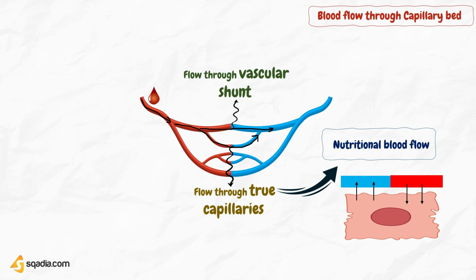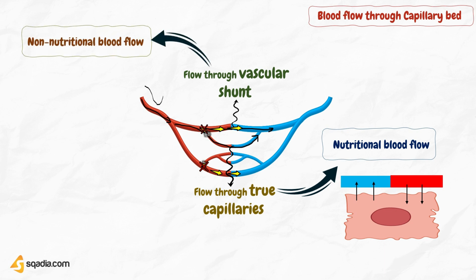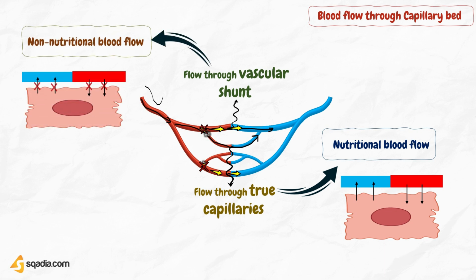When the precapillary sphincters are opened, they allow blood to flow through the true capillaries for tissue cell exchanges. On the other hand, when precapillary sphincters are closed, it restricts blood flow through true capillaries, and so it causes blood to flow through the vascular shunts. That is called non-nutritional flow, because here no nutritional exchange between tissues and blood takes place because of a thick vessel wall. And so blood bypasses the tissue cells with no nutritional exchange.